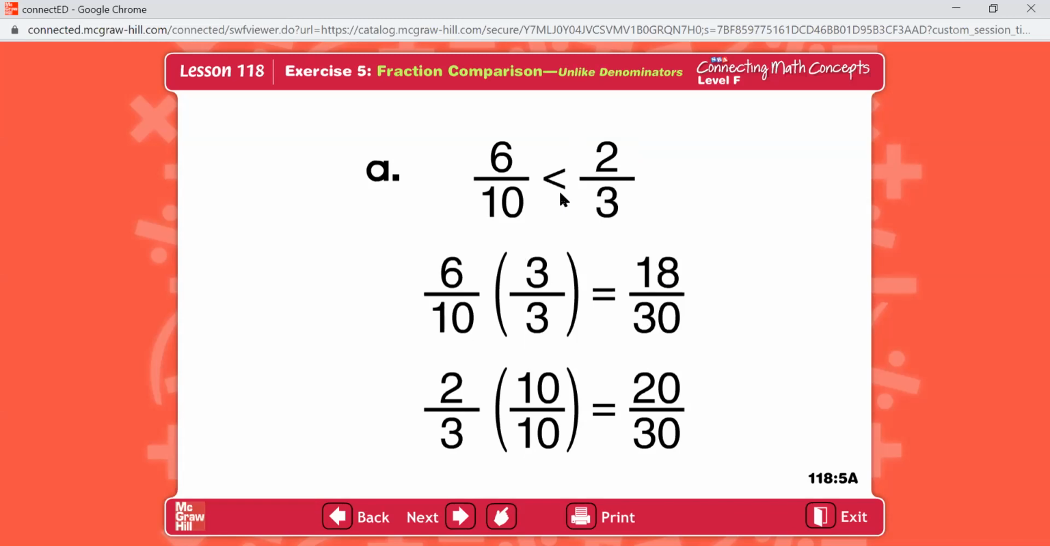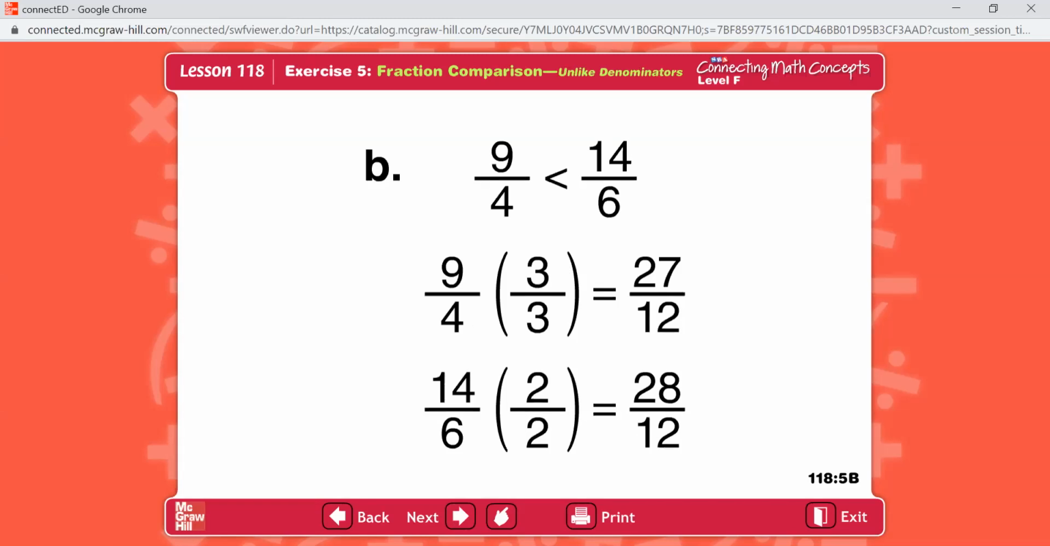Problem B, 9/4 and 14/6. Pause the video now to work the problem. Resume when you're ready to check. Here's what you should have. 9/4 turns into 27/12 and 14/6 turns into 28/12. Which is more? 14/6.